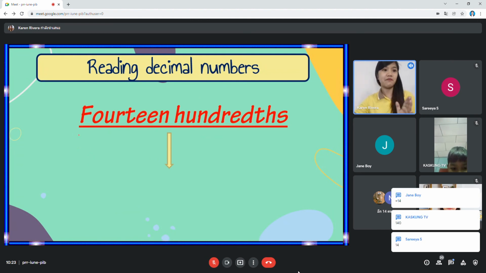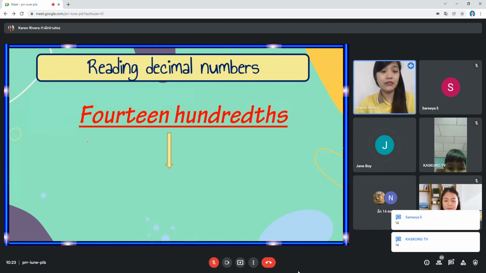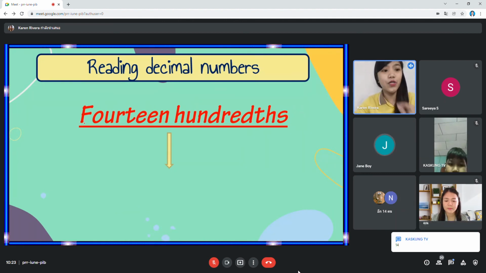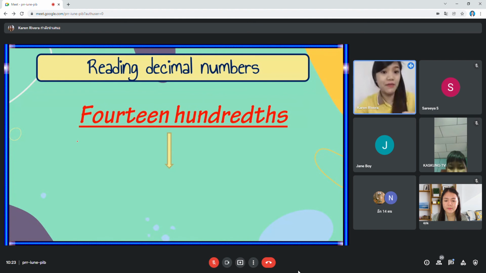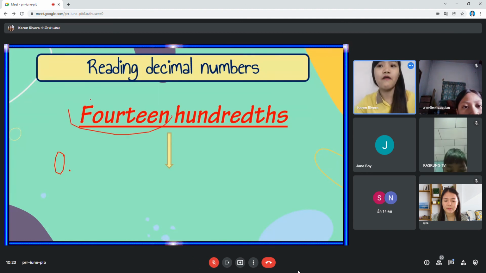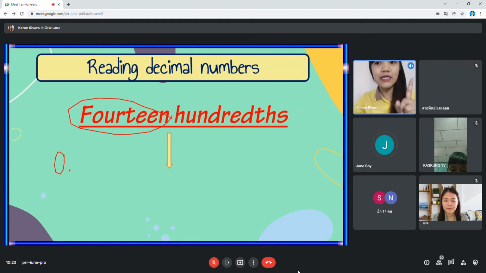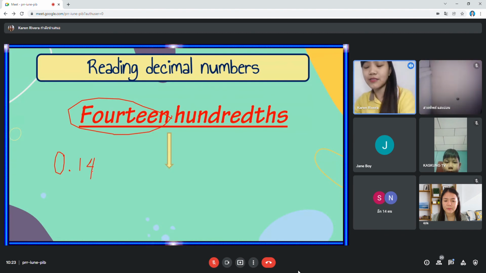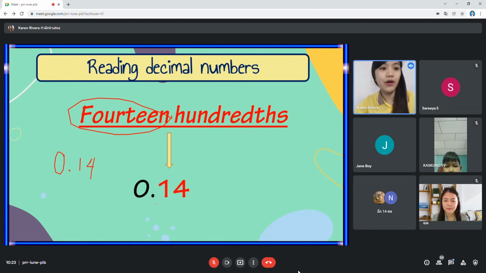Okay? We don't have a whole number. Now, teacher, how do we write this? If there is no whole number, you will write 0. Look, 0 point 14. So the answer is 0.14. This is the answer, 1400. Okay?